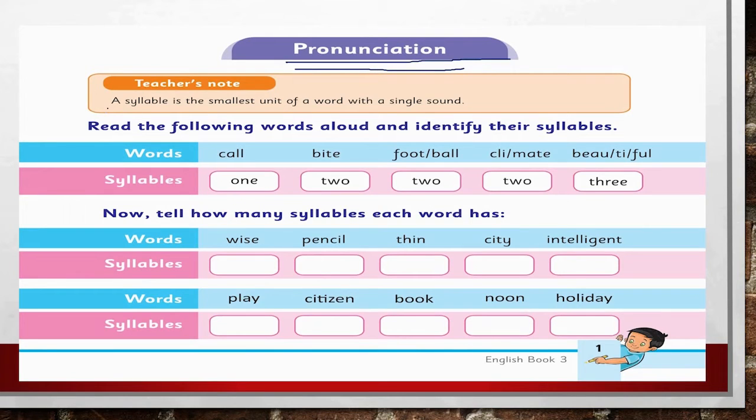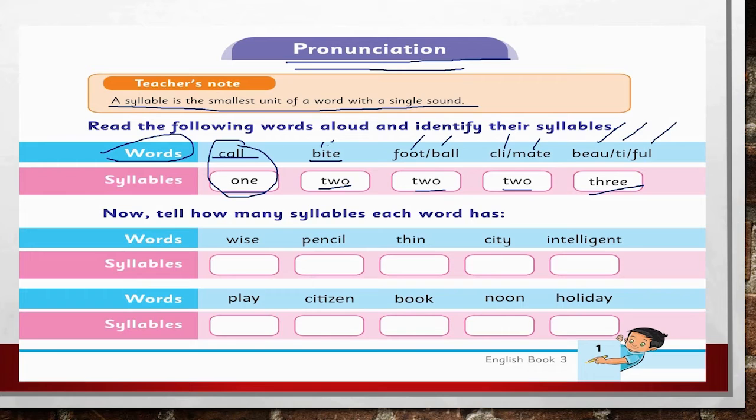Pronunciation. A syllable is the smallest unit of a word with a single sound. Words: call. Bite. Football. Climate. Beautiful. So the word call has one syllable.